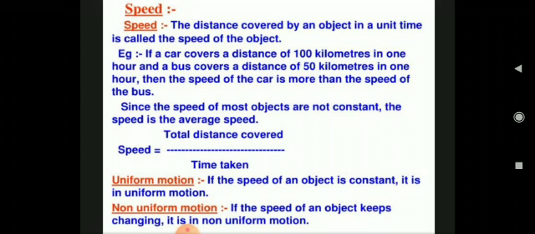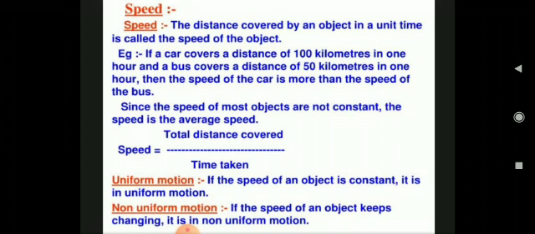Now students, there are two types of motion, that is uniform motion and non-uniform motion. If the speed of an object is constant, it is in uniform motion. If the speed of an object keeps changing, it is in non-uniform motion.